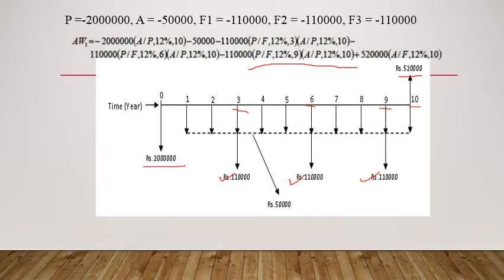And let us convert everything into A. Just have your attention here. See, 20 lakhs, what is it? It is P. Convert that into A using the factor A by P comma 12 comma 10, because it has to be spread evenly for 10 years.